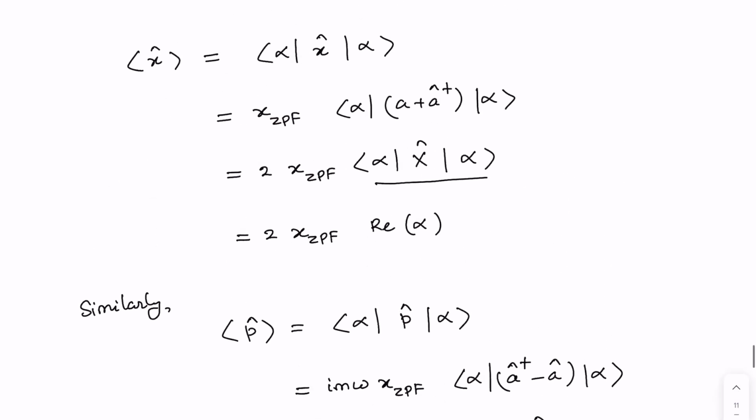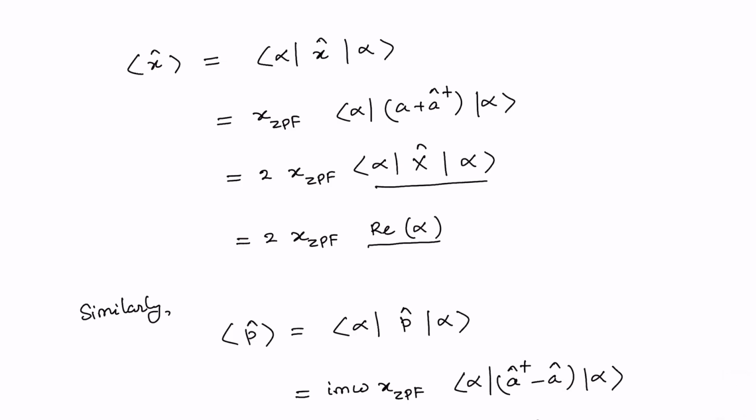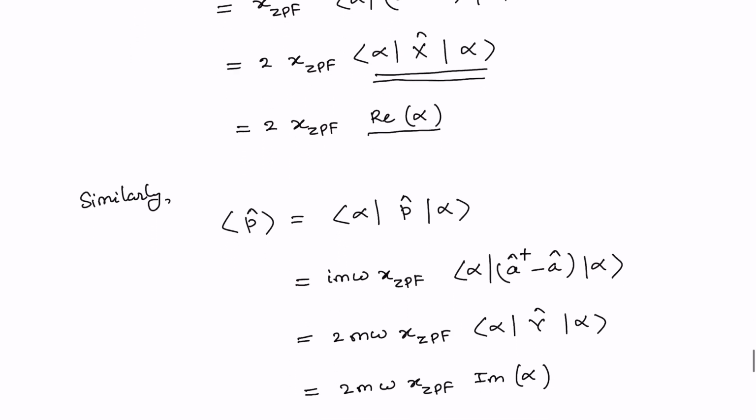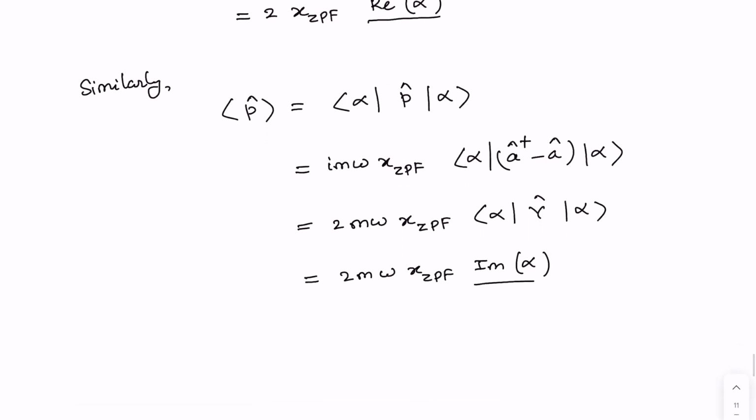So you see that the real part of α is associated with the expectation value of the position operator as well as the expectation value of the quadrature operator x in the coherent state. Similarly, the imaginary part of α is associated with the expectation value of the momentum operator in the coherent state as well as the expectation value of the quadrature operator y, and that's the reason the xy quadrature plot is equivalent to the position-momentum plot or the phase plot. I hope you get the idea.